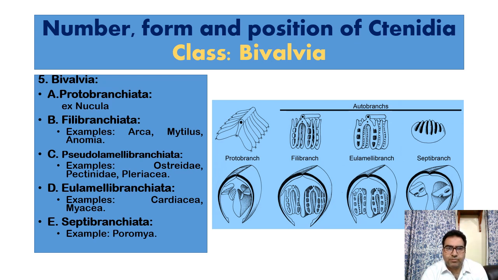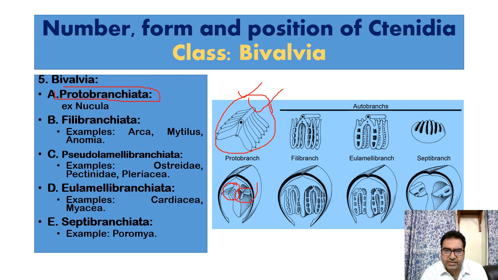So when we talk about the Protobranchiata, in this very form the gills are the smallest and lie behind the foot at the back of the mantle cavity. In this case, Nucula is the example. What we are seeing here is the enlarged, open view of the Ctenidia, and this is inside the organism. These are smallest and lie behind the foot at the back of the mantle cavity, and the example is Nucula.